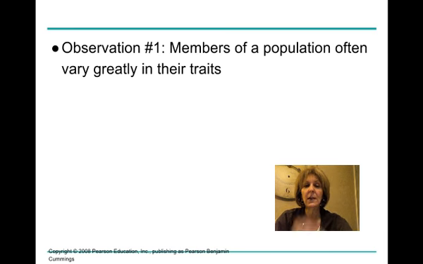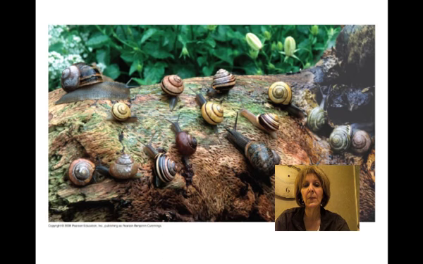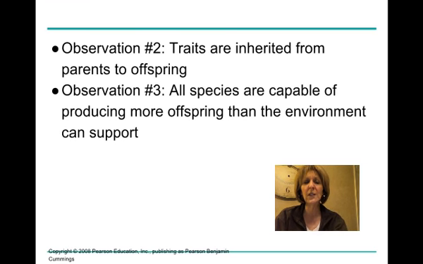So one of the things that Darwin observed is that members of a population are going to vary. So here's a population of snails, and they can vary in the coloring of their shells. Traits are inherited from parent to offspring. Interesting about this is that he and Gregor Mendel were actually alive at the same time, but did not know about each other's research. If that had happened, that would have been amazing, because Darwin had no idea how these traits were inherited. They could have put their two ideas together. That would have been amazing.